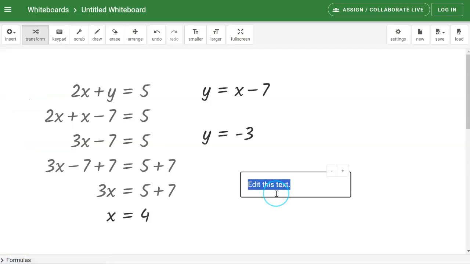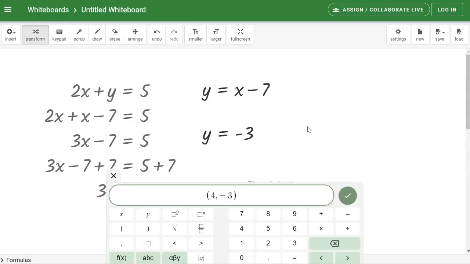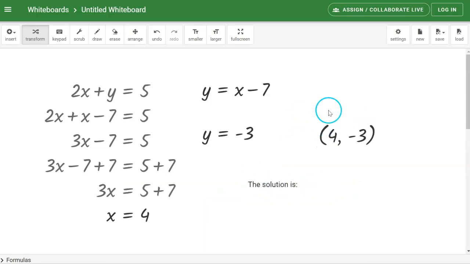Just click on text, type in this is the solution. And then I like to type the solution actually using the math type. And then I drag it again. See, I hover, there it is, and drag. And there it is. So they screen capture that and place that onto their slide.